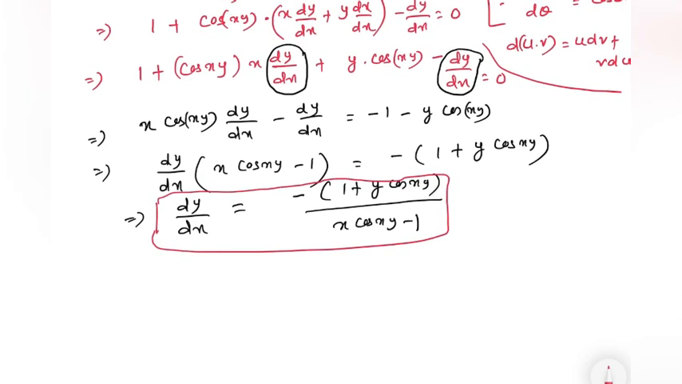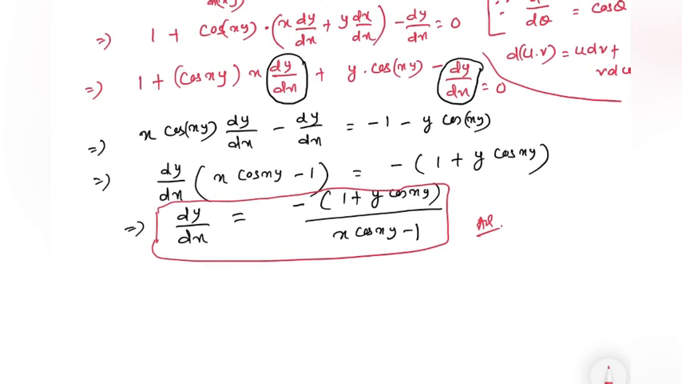This is our required answer. Similarly, if you take another question of the same type. Looking at the second question, suppose the question is given: sin square y plus cos xy is equal to pi. To find dy upon dx.